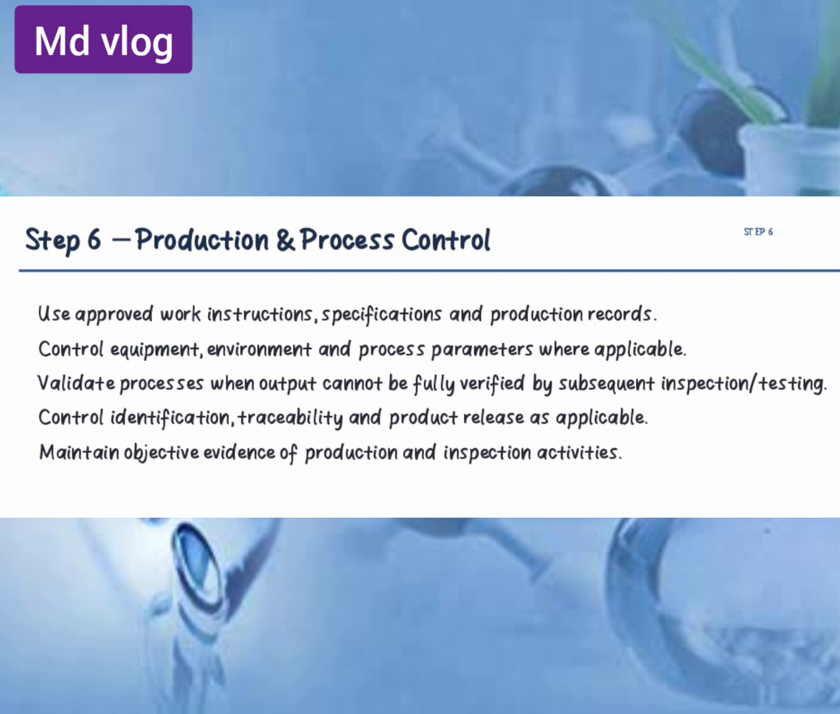Step 6, production and process control. The production must be reproducible and controlled. A finished product test alone may not be enough when a process can't be completely verified afterwards.